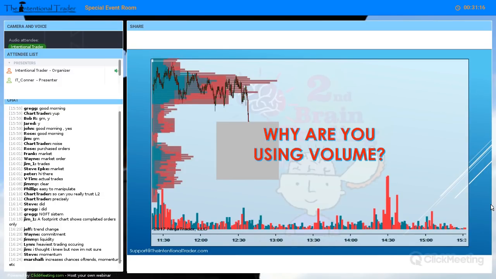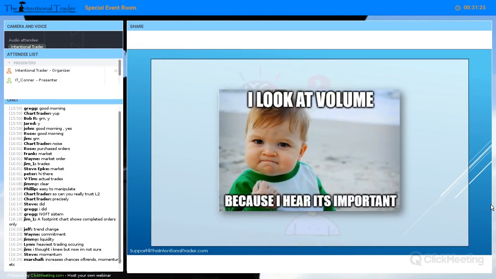So what are we looking at with volume? Here's why I looked at volume. I looked at volume because I heard that volume was important. And I heard that I needed to know it and watch it. And I felt like if I didn't watch volume, I couldn't be a real trader.